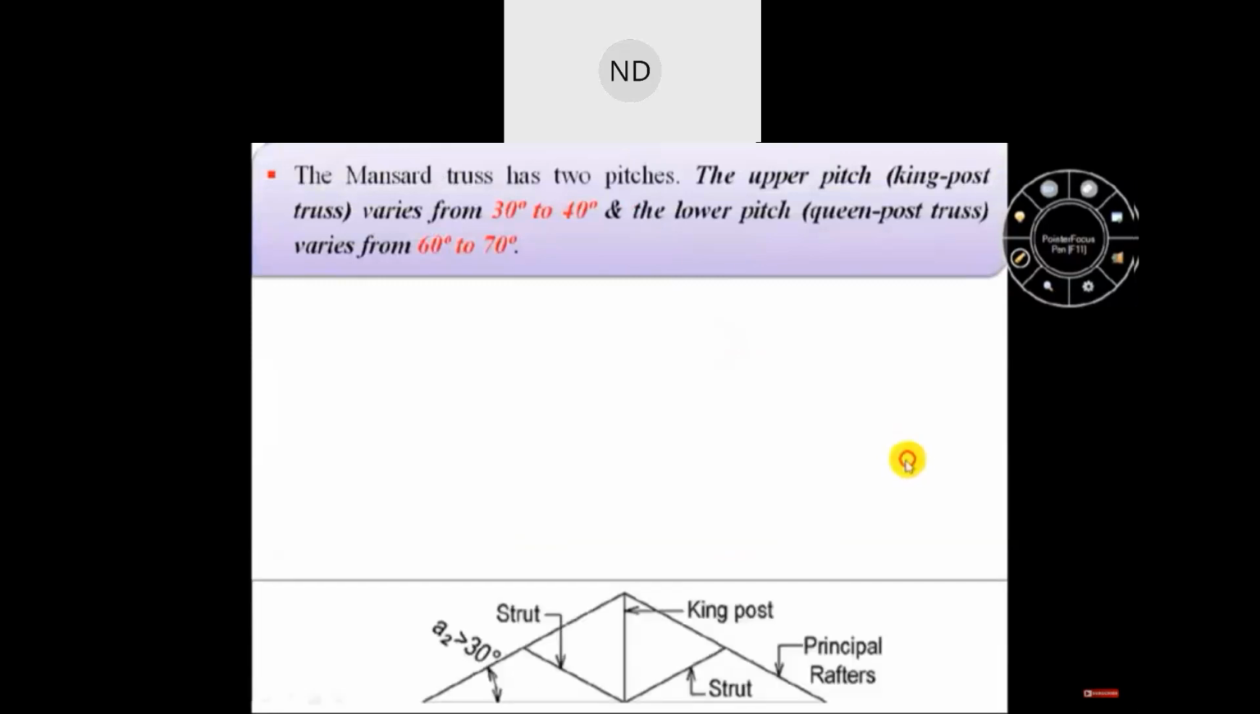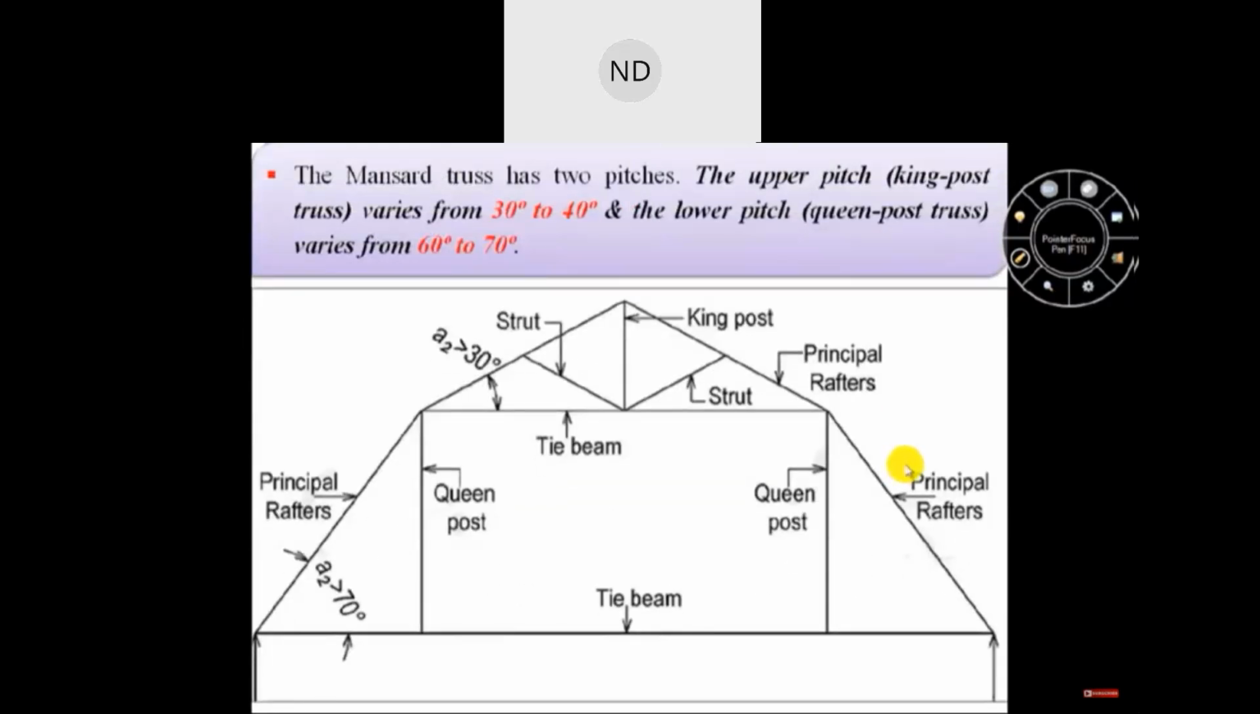This mansard truss has two pitches. The upper pitch, that is the king post truss, as shown in this image, varies from 30 degrees to 40 degrees, and the lower pitch, that is the queen post truss, varies from 60 degrees to 70 degrees.